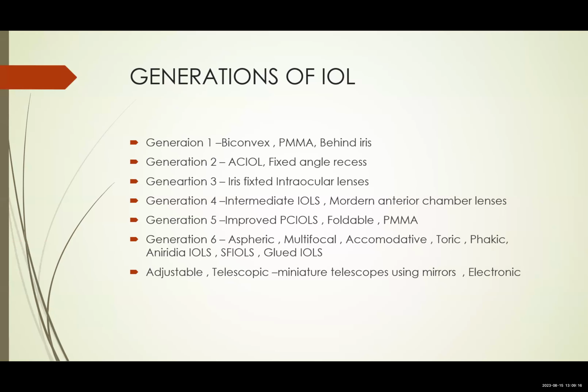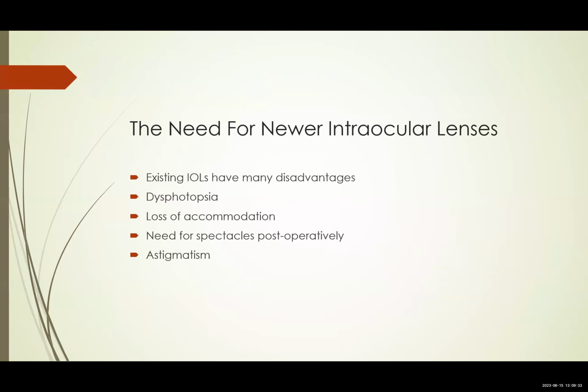And till now, we are using generation 1 to generation 6 intraocular lenses. And the newer IOLs we are currently using are mostly generation 6 lenses. And after that, there are many more IOLs which are coming, like adjustable, telescopic, electronic and smart lenses. And the need for newer intraocular lenses has always been there because everything comes with its own perks, like dysphotopsia or need for spectacles, astigmatism, and loss of accommodation, and some other things.